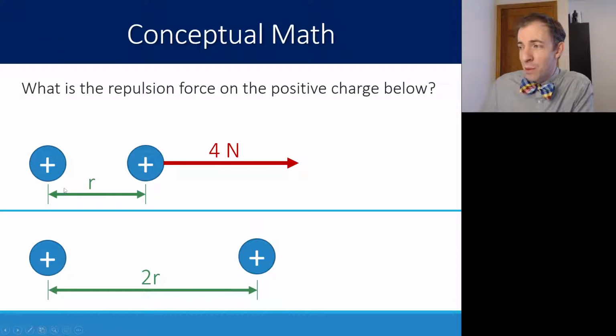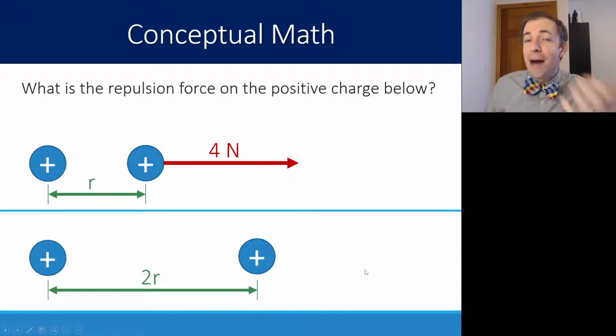If I take this one and I say, okay, I doubled the distance. We said before that the closer you were, the more the force is going to be. So if here at a separation distance of r, we have a force of 4 newtons, there would be a force of 4 newtons acting on both of them. But we'll just look at this one, the rightmost positive charge is experiencing a rightward force of 4 newtons. I know that doubling the distance should decrease that force.